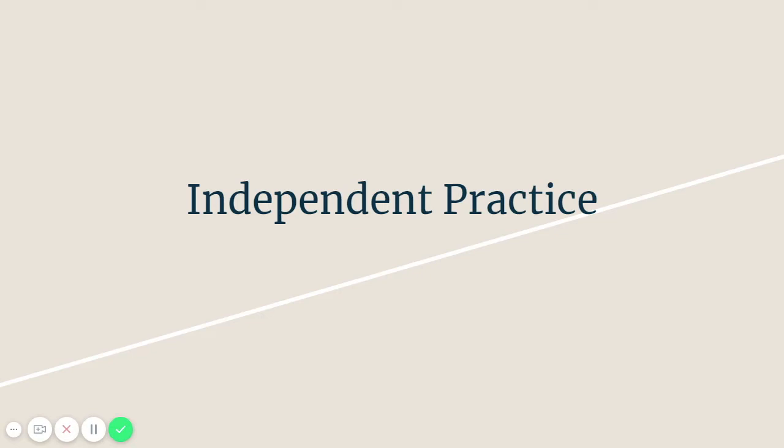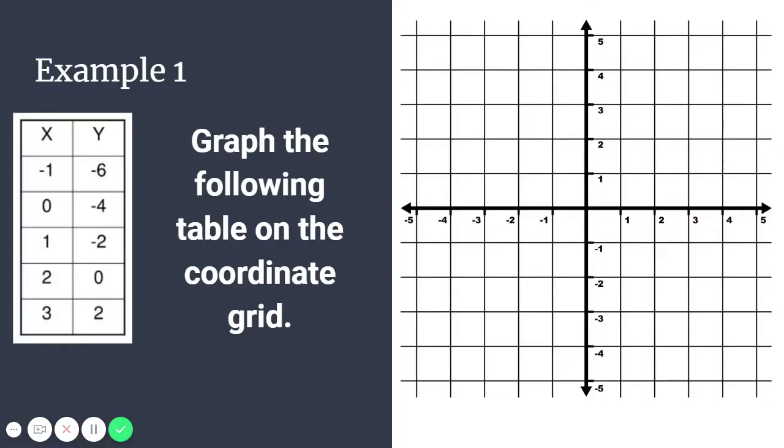Using the information that you just heard, let's now go over some independent practice problems. Here is example 1. Graph the following table on the coordinate grid. Please pause the video slide at this point, graph the following points, and resume the slideshow once you have completed the task.